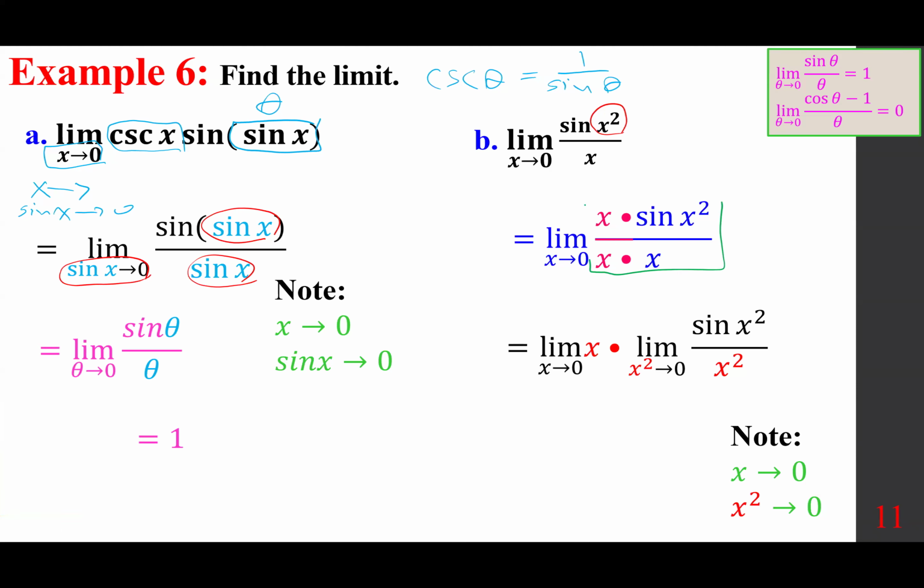Please understand we are separating this into x times sine x squared over x squared. I hope you can see that. So therefore, this piece, limit of x as x approaches 0, this piece, limit of sine x squared over x squared, as x approaches 0, which can be x squared approaching 0. So this becomes 0, this becomes 1, their product is 0.